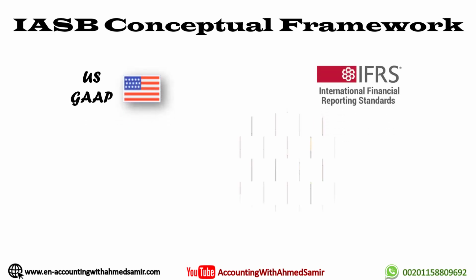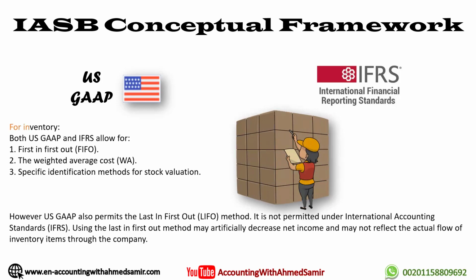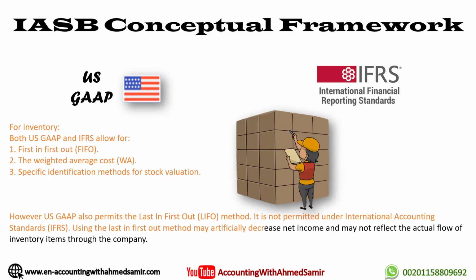For example, for inventory, which will be discussed in detail later, both U.S. generally accepted accounting principles and IFRS allow for 1. First in, first out. 2. The weighted average cost. 3. Specific identification methods for stock valuation. However, U.S. generally accepted accounting principles also permits the last in, first out method. It is not permitted under International Accounting Standards (IFRS). Using the last in, first out method may artificially decrease net income and may not reflect the actual flow of inventory items through the company.